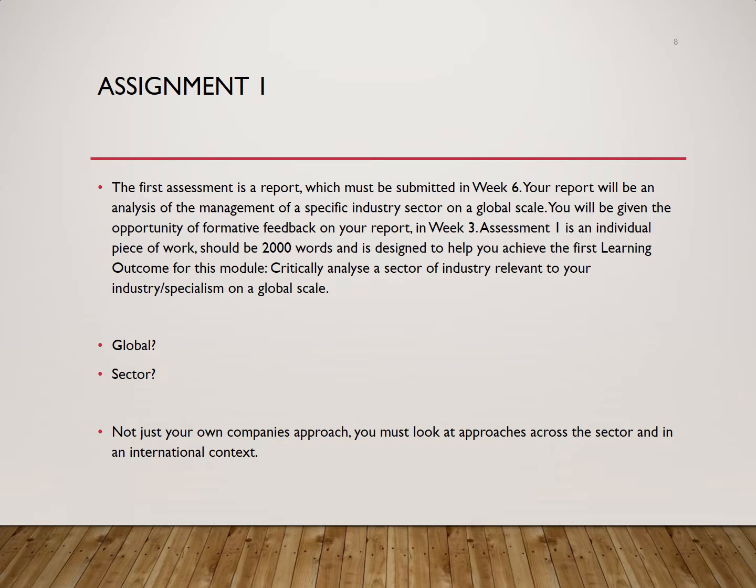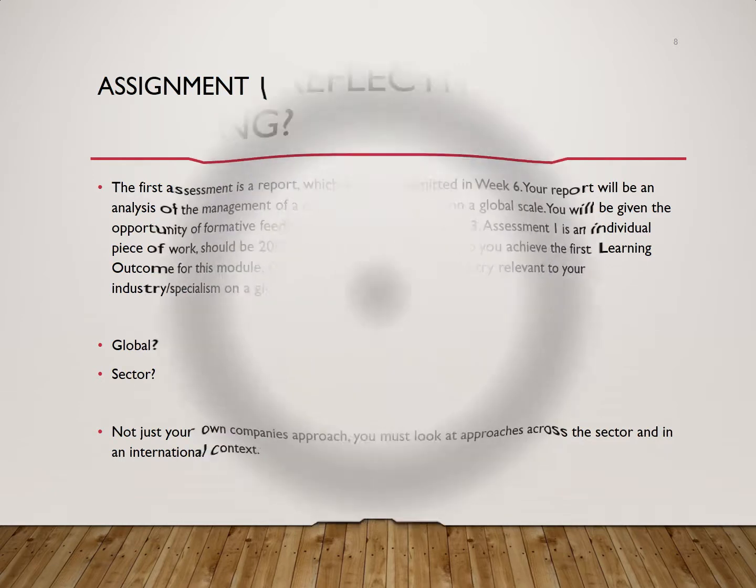Effectively, the first assessment report, I think we've already gone through this, you've already submitted copies of it. It's a brief report, up to 2,000 words, and it helps achieve the first learning outcomes. It quickly analyses the sector of industry, especially the global sector. I'm not going to go into this, because like I said, most of you have already submitted copies. So you look not just at your own company's approach, but across the sector in an international context. And that is the Homo Strategicus element of the assignment. That's why there are two parts, A and B.